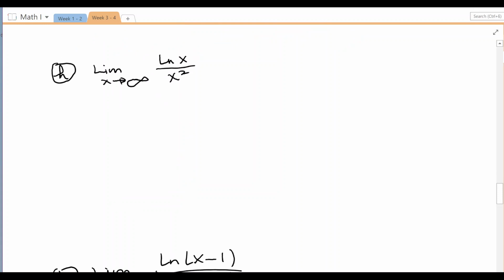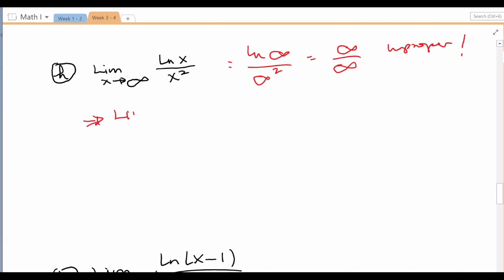Okay, the limit of ln x over x squared as x approaches infinity. If we do direct substitution, you get ln infinity over infinity squared. So in this case, we have infinity over infinity, which is an improper form. So take L'Hopital's rule.